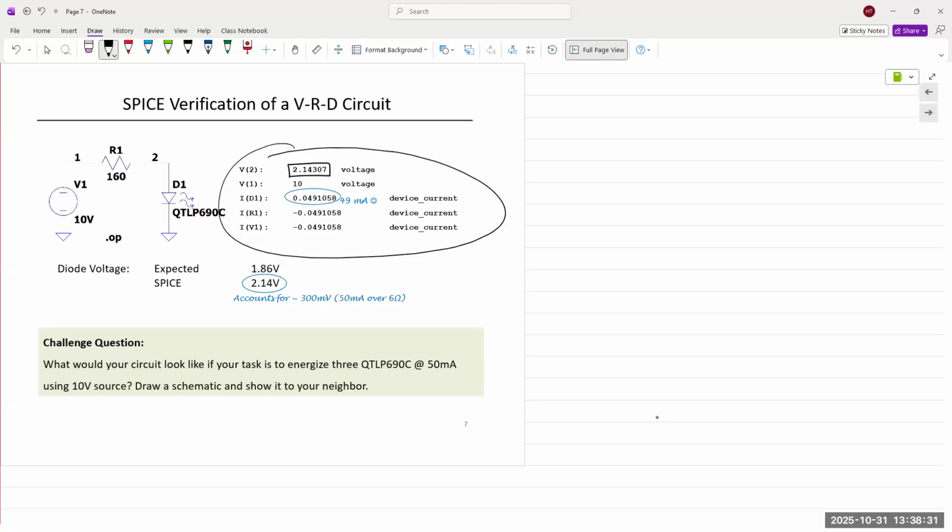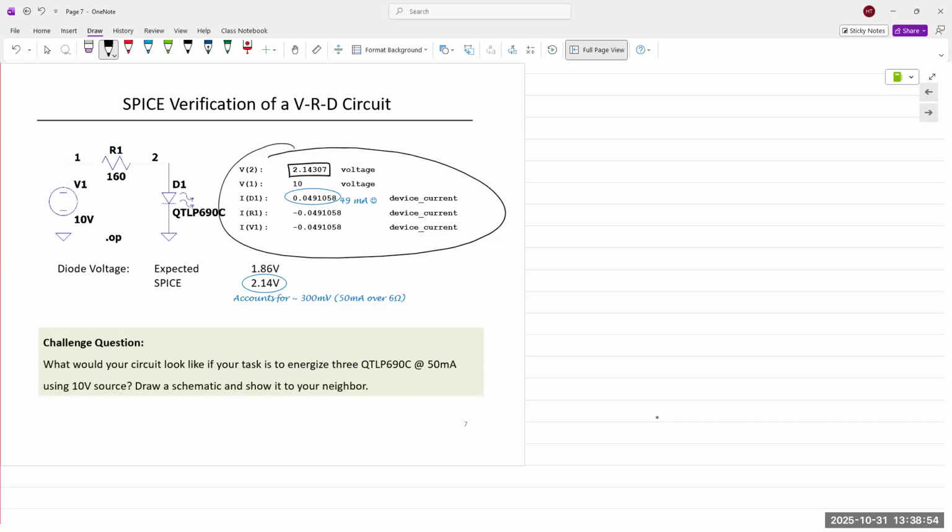Why? Because we ignored the 6 ohms in our manual calculations. If we had included the 6 ohms, we would have been able to obtain the voltage drop inside the diode. That would have been added on to the diode voltage, so it would be 1.86 plus 0.3.